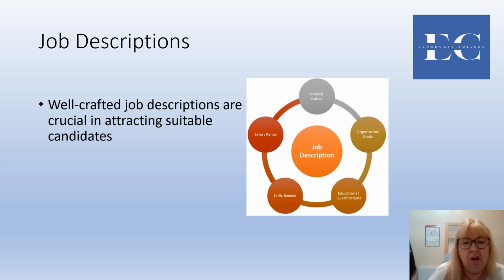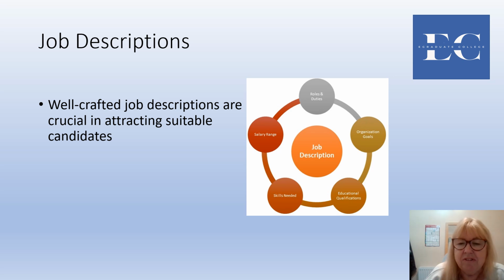Job descriptions. A good, well crafted job description is really, really important. Have a look at the graphic. Think of the sort of things your job description needs to cover. It needs to outline the roles and responsibilities of the job. It needs to give you some of the organizational goals of the company, what you're trying to achieve. If you're trying to make a big change in the next year or two, people need to know that if they're about to move to a new job.